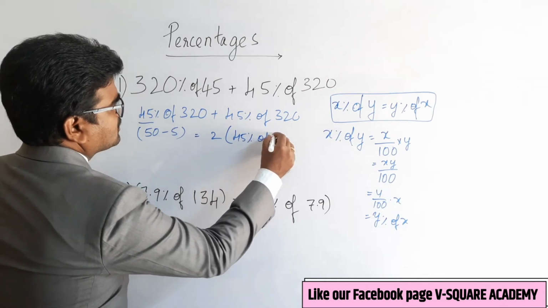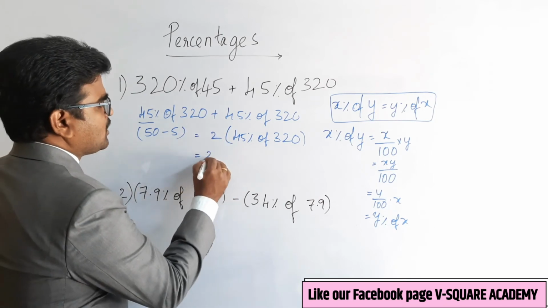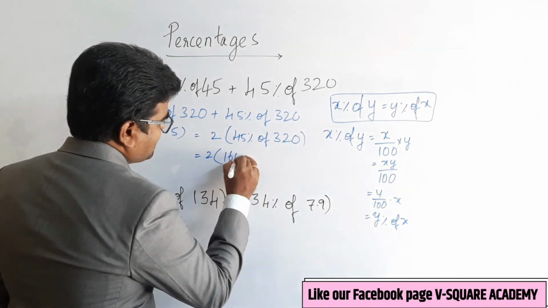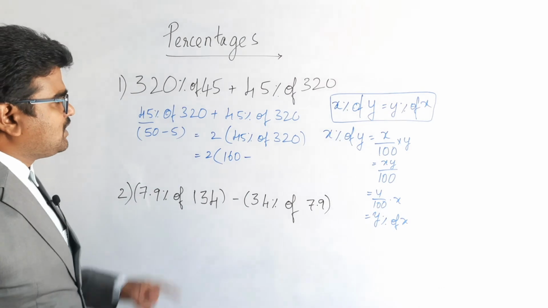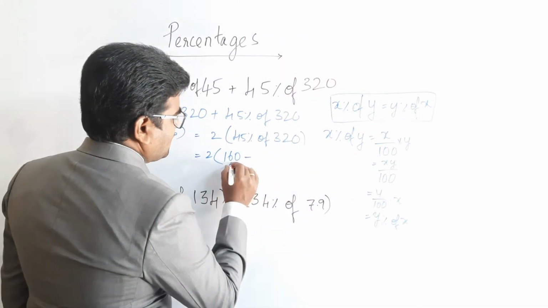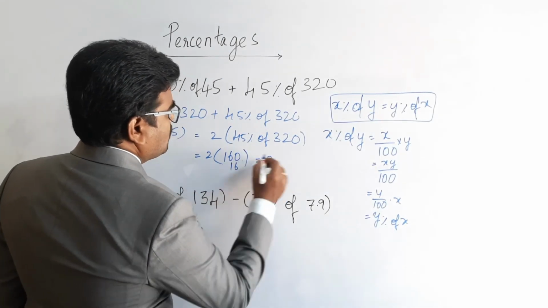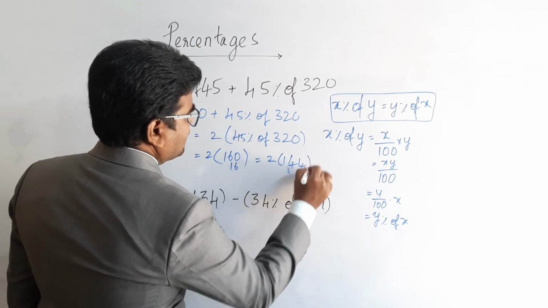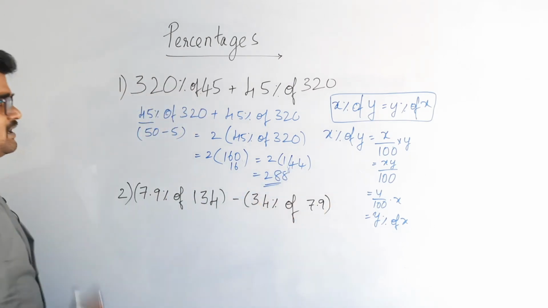45% of 320. What is 50% of 320? It's nothing but 160. Next, minus, what is 5% of 320? 10% is 32. That means 5% is 16. So finally what you get? 2 into 144. That means you get 288 as your answer for that particular problem.